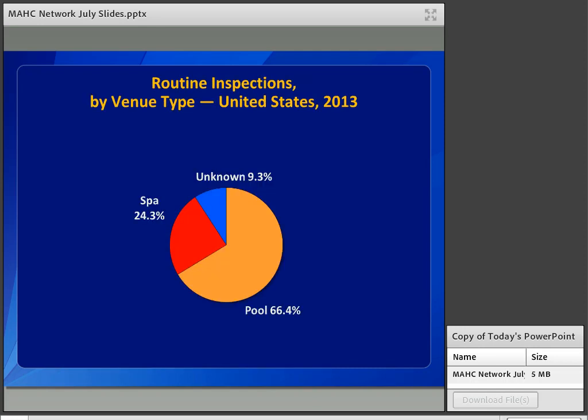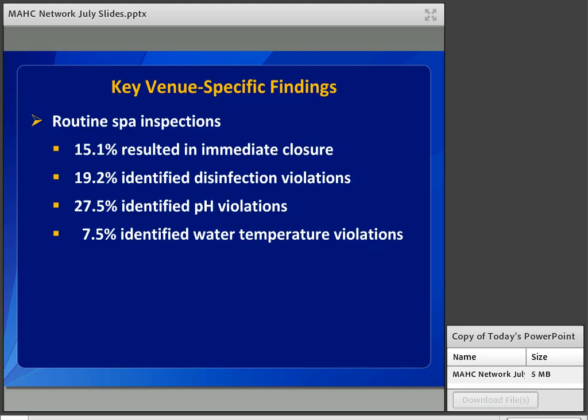In terms of routine inspections, if we look by venue type, meaning pool versus hot tub spa, we see that most of the inspections from the 16 jurisdictions that we worked with this time around, almost 2/3 of the inspections were of pools, almost 1/4 were of hot tub spas, and the remaining about 10% were unknown. When we break down the inspection findings by key venue-specific findings, we find that a lot of the issues that we're seeing are with hot tub spa inspections.